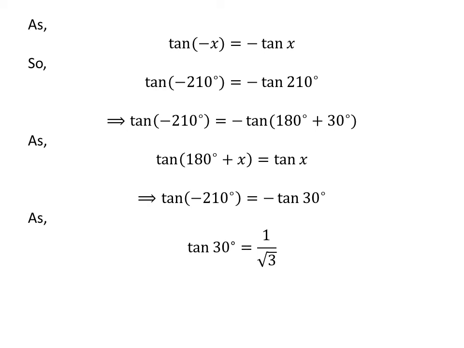We know the value of tangent of 30 degree is equal to 1 upon square root of 3. So we get the value of tangent of minus 210 degree is equal to minus 1 upon square root of 3.